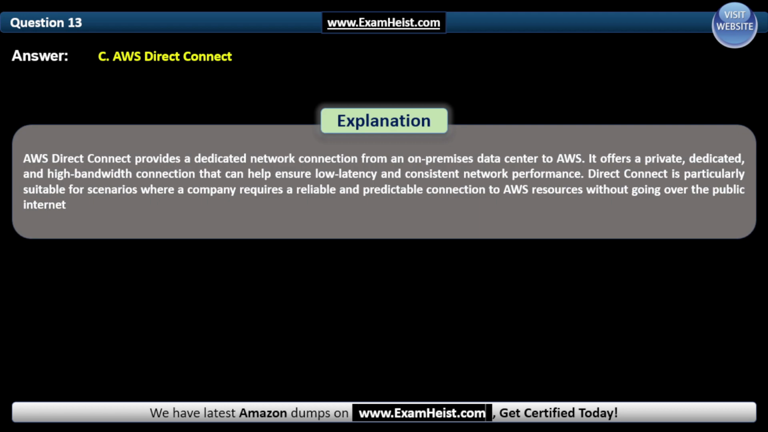AWS Direct Connect provides a dedicated network connection from an on premises data center to AWS. It offers a private, dedicated, and high bandwidth connection that can help ensure low latency and consistent network performance. Direct Connect is particularly suitable for scenarios where a company requires a reliable and predictable connection to AWS resources without going over the public internet.